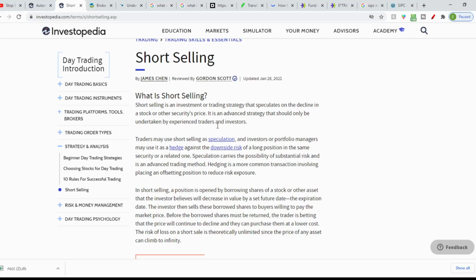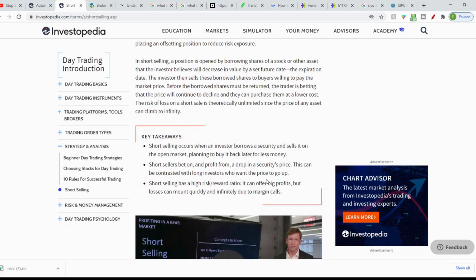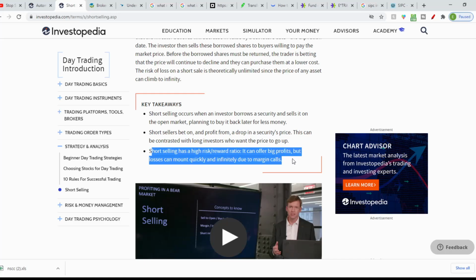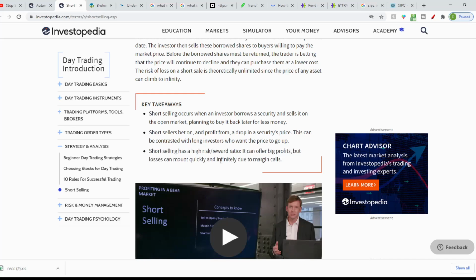All right? Short selling is an investment and trading strategy that speculates on a decline in the stock price. Everybody probably knows what short selling is right now. But here is the funny part. Short selling has a high risk, high reward ratio. It can offer big profits, but losses can mount quickly and infinitely due to margin calls. If you're not familiar with what happens here, ladies and gentlemen, when you short a stock, what's supposed to happen? This is what's supposed to happen.